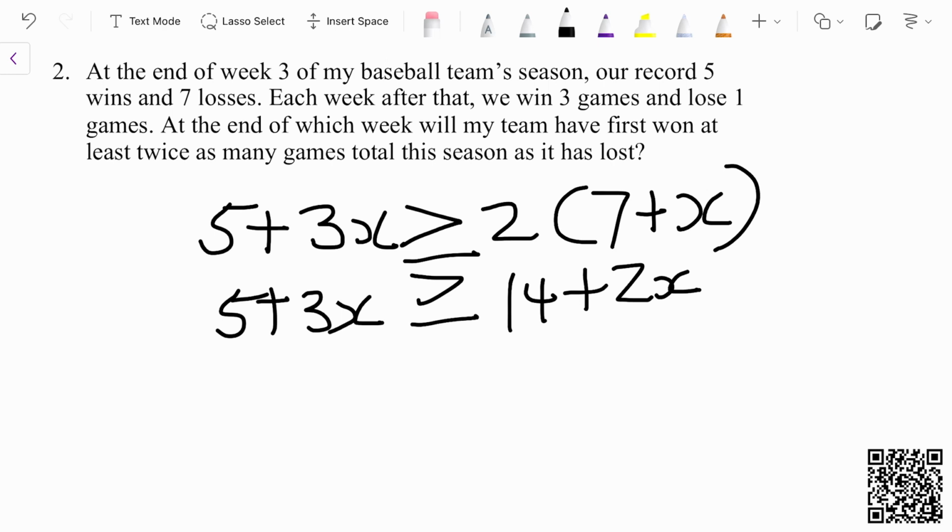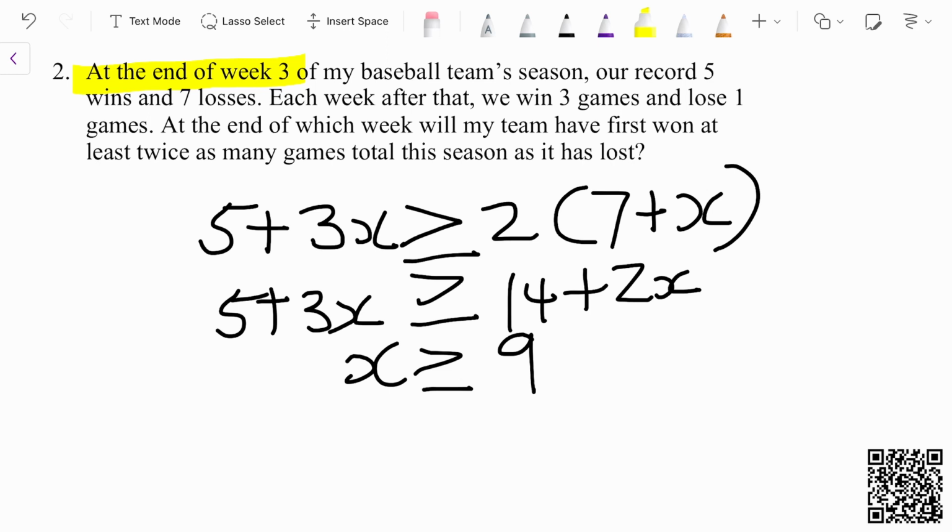Move each of the numbers to their respective sides. We get x greater than or equal to 9. Except we're not done yet. When you see this, you would be like, oh, well, that's the answer, right? No, it's actually not, because it says at the end of week 3. This is supposed to be a trick problem. I actually got this wrong a couple times.